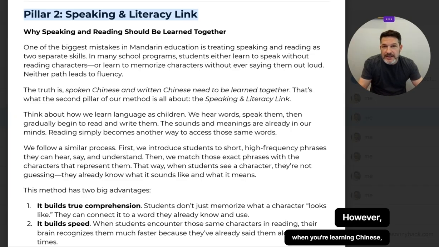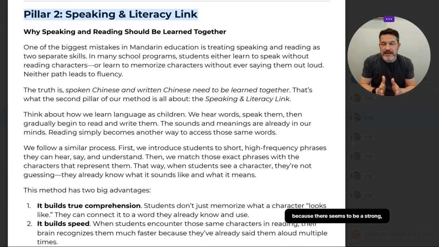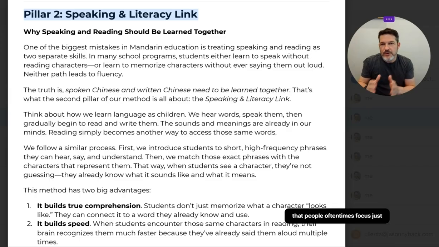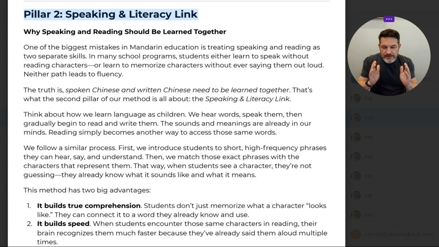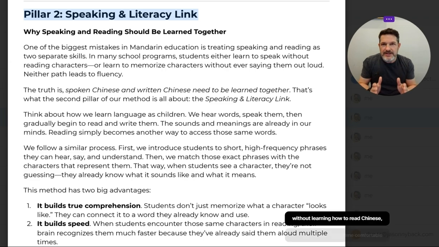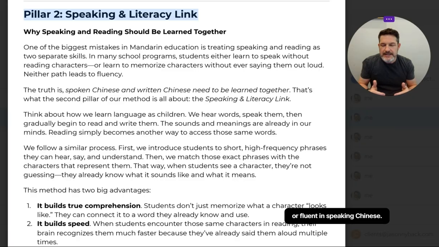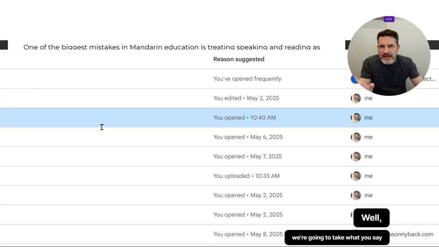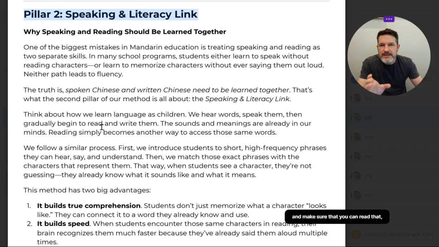However, when you're learning Chinese, because there seems to be a strong division between what you're saying and what you're reading, people oftentimes focus just on speaking. But I tell you, without learning how to read Chinese, it's very difficult to become comfortable, fluent in speaking Chinese. So what we do is we pair these two. How do we do it? Well, we're going to take what you say and make sure that you can read that.